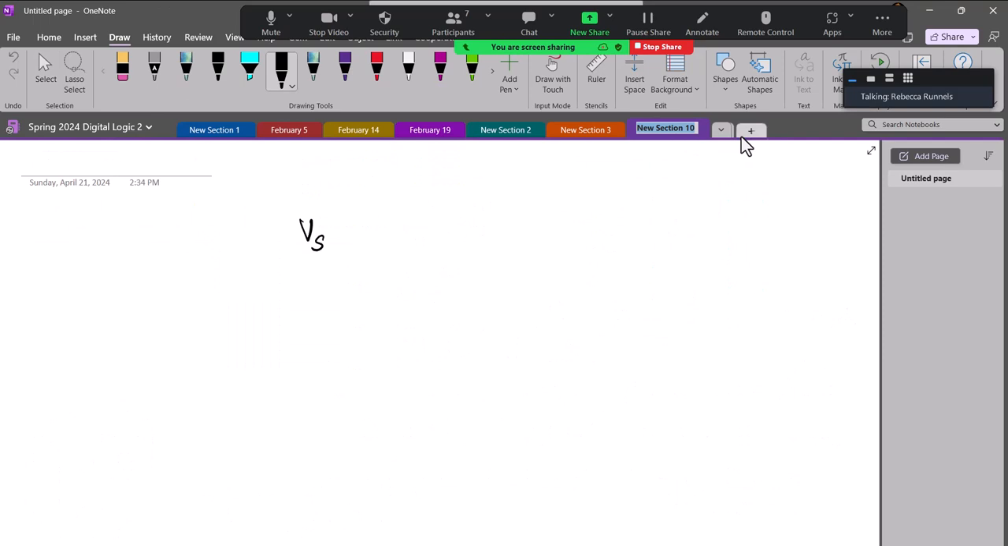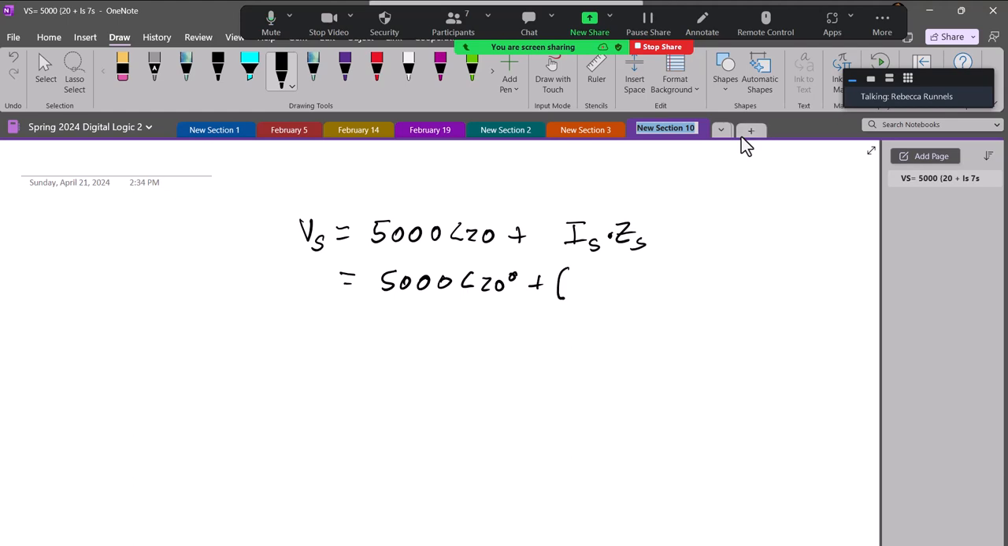So the voltage at the source has to equal the voltage over on that other side, which was 5,000 angle 20, plus the voltage across that impedance, which will be IS times the impedance there. So 5,000 angle 20 degrees, plus that current that we had, which was 2.997 plus j.237, times the impedance, which is 3 plus j2.